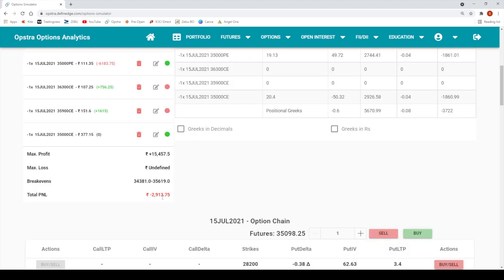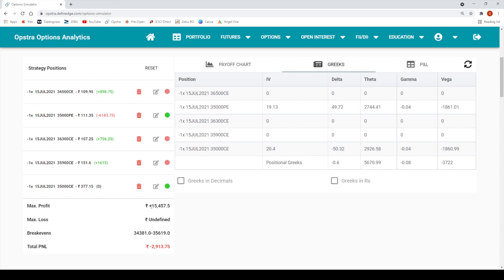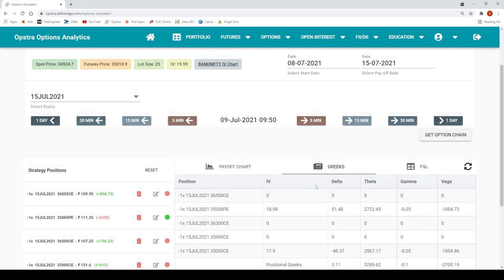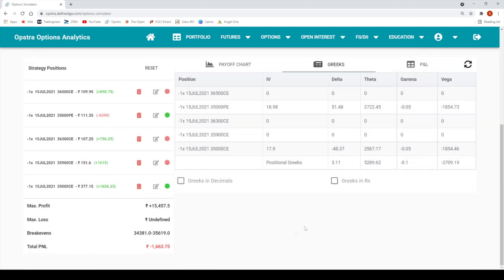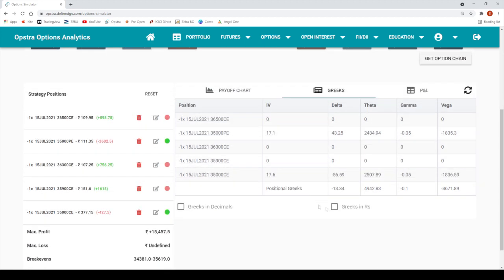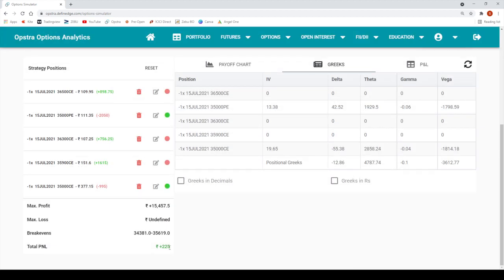Okay, now we have 3000 rupees loss. Okay, see, actually we moved the call options, so the max profit become 15,000. Okay, we'll go forward. So 34,924. So delta almost managed. So 1,600 loss. 35,095. Okay, delta almost managed. Again, market is consolidating. Okay, so we came into profit, 200 rupees profit.